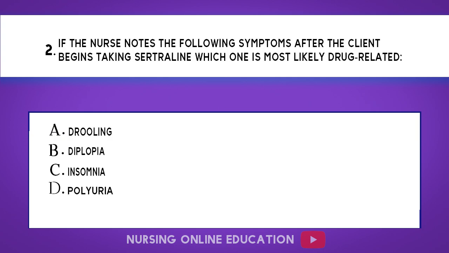Fraud. 2. If the nurse notes the following symptoms after the client begins taking sertraline, which one is most likely drug-related? A. Drooling, B. Diplopia, C. Insomnia, D. Polyuria. The answer is option C.